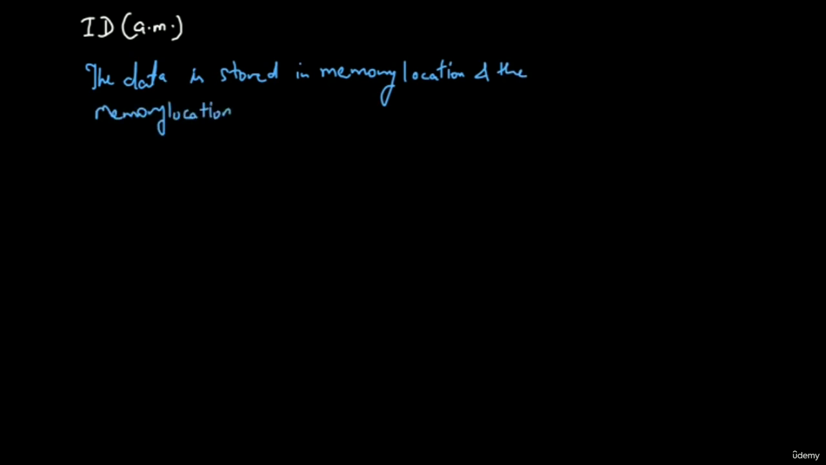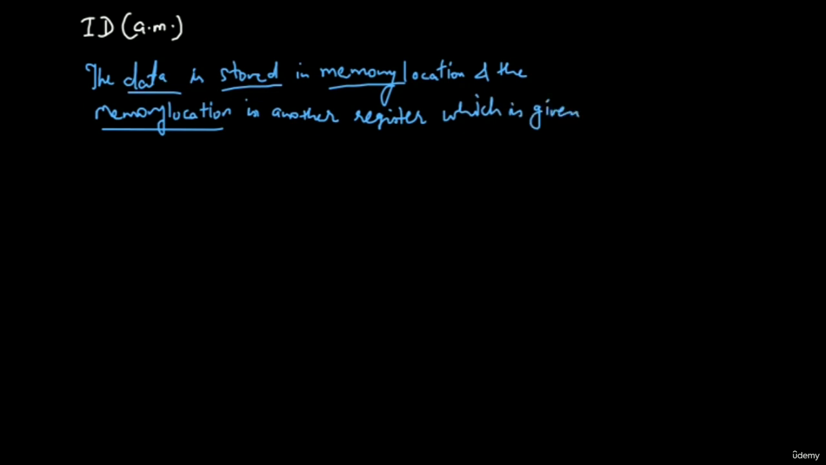So indirect addressing mode is telling us that the data is stored in a memory location, and the address of that memory location is in another register, which is given in the instruction.